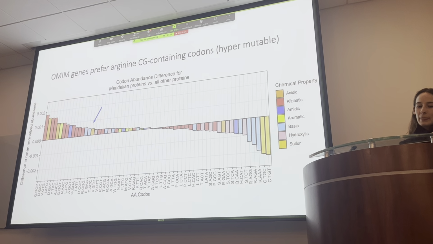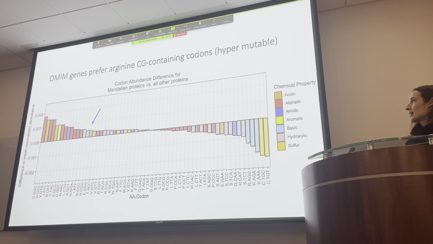We also looked at not only the amino acid abundance, but the codon abundance in these genes, and saw, interestingly, if you look here, it seems like the arginine amino acid is depleted in these genes. But looking at the codon level, not all of arginine's codons, there are 6 of them, are actually depleted. There's an enrichment of the codons that are particularly mutable, which are the CpG containing codons of this amino acid.